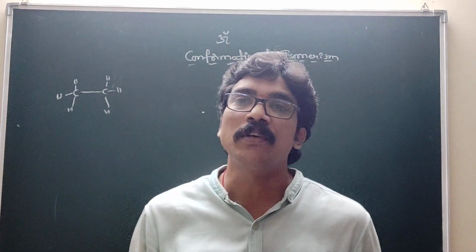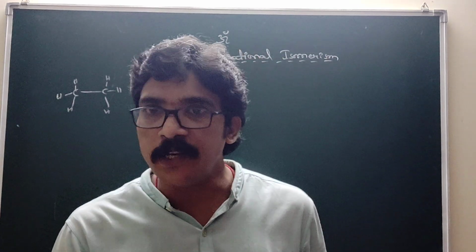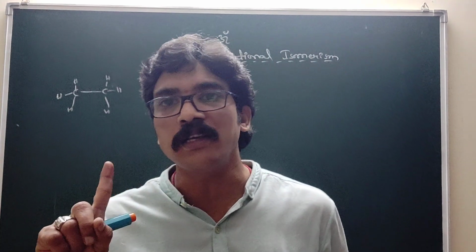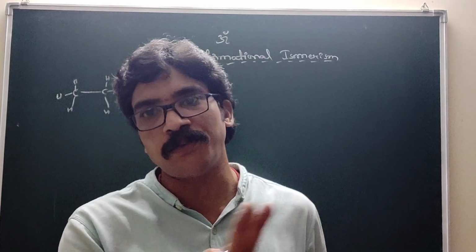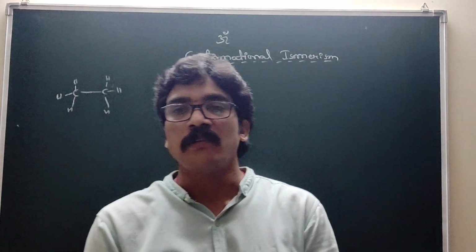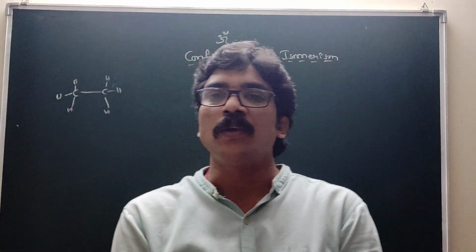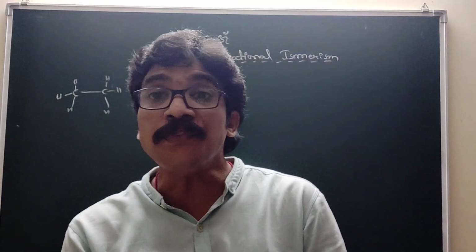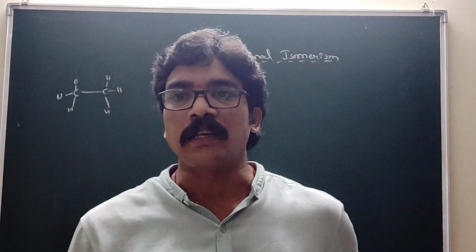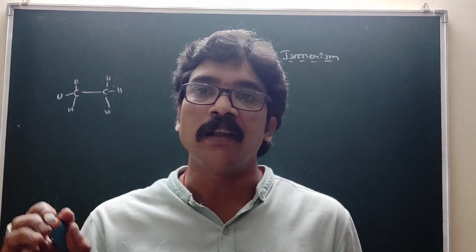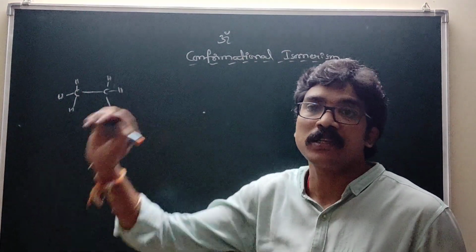Conformational isomerism is part of stereoisomerism. We know isomerism can be divided into two types, structural and stereo. In structural, we discuss many types of isomerism. In stereo isomerism, we discuss conformational and configurational. In this video, we are discussing conformational isomerism.